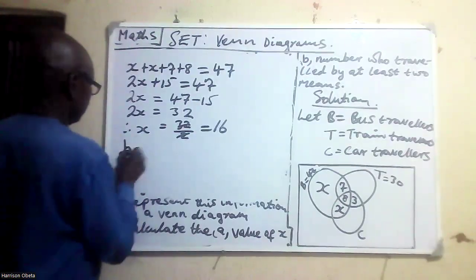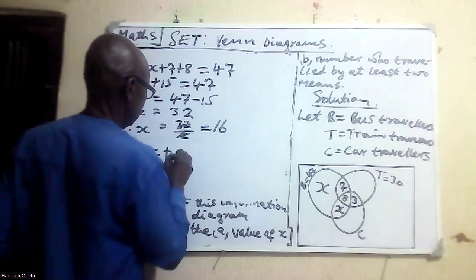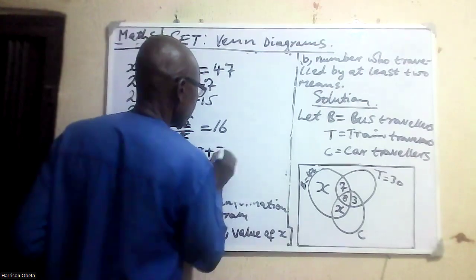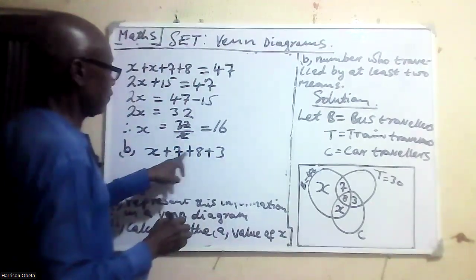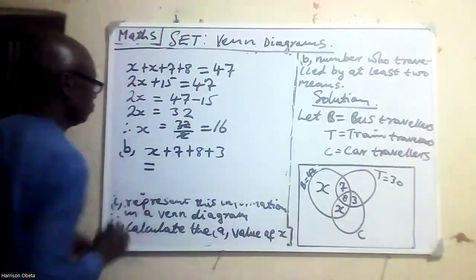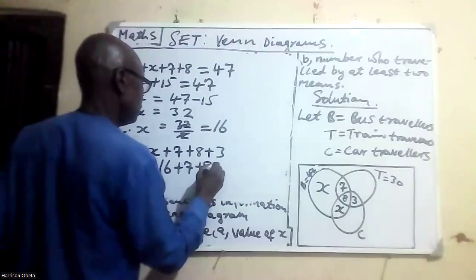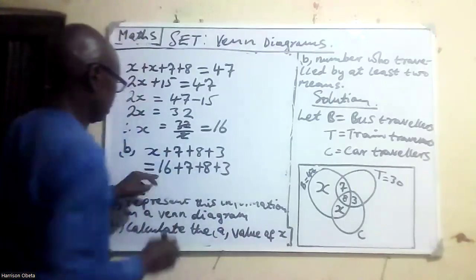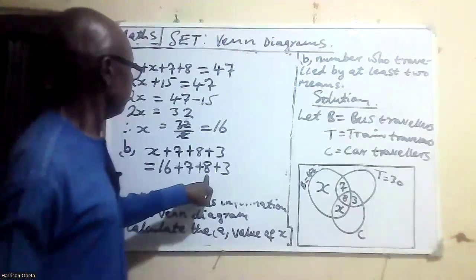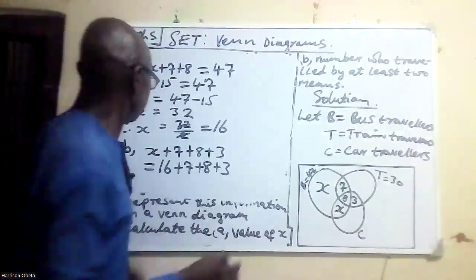So B will be x plus 7 plus 8 plus 3. So that will be 16 plus 7 plus 8 plus 3. 16 plus 7 is 23. 23 plus 8 should be 31. 31 plus 3 is 34.